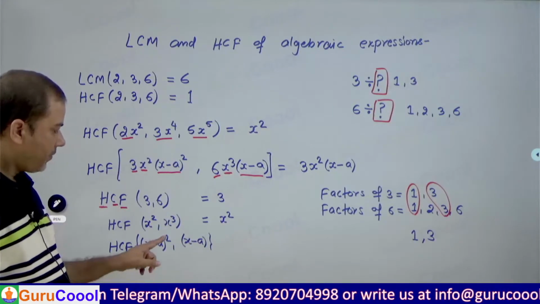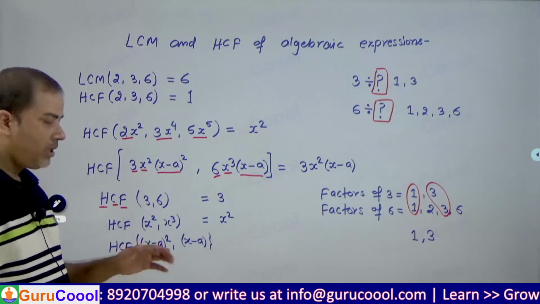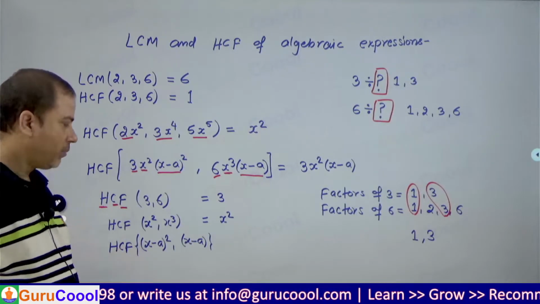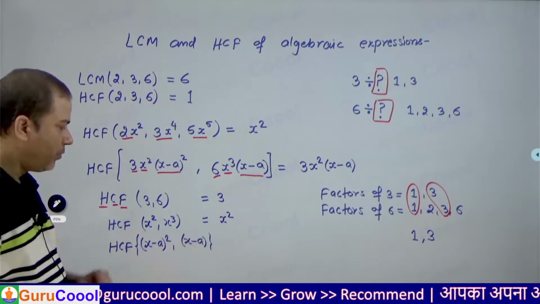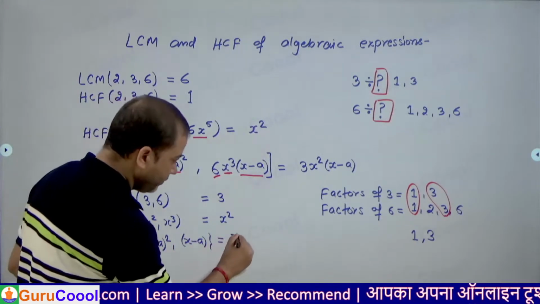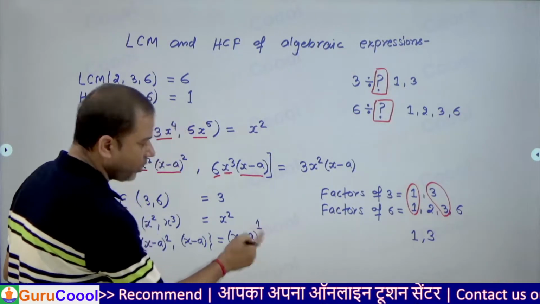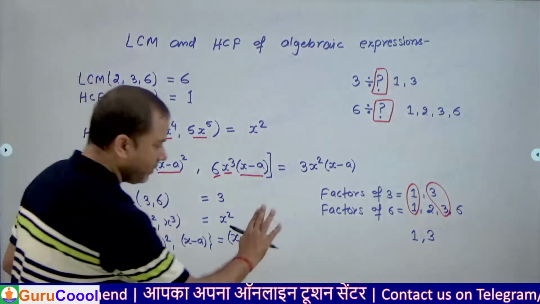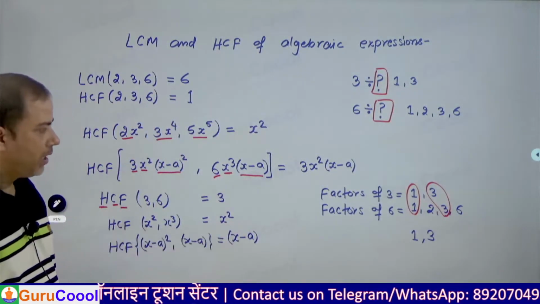First time it's with power 2, second it has power 1. We take the smallest power, as I said, the smallest power. So you take x minus a with the smallest power 1, and power 1 remains hidden, no need to show it, we don't write it, it is already there, hidden.